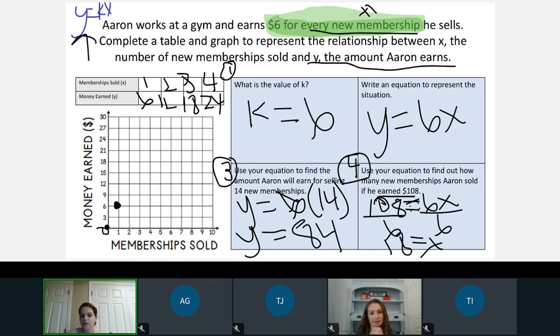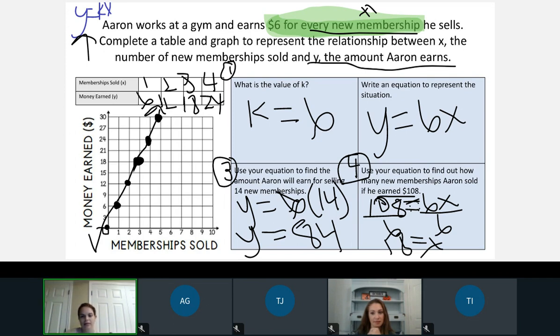All right, if I sell 2 memberships, exactly. So do you see how this is going now? Whoops, I missed my 5 memberships, 30. So do you see how this is steadily increasing at the same rate the whole time? Not too bad, right?